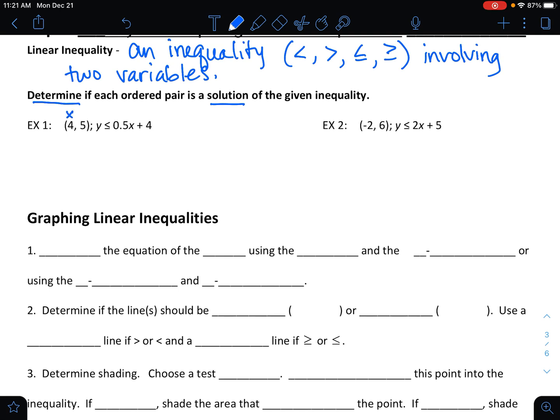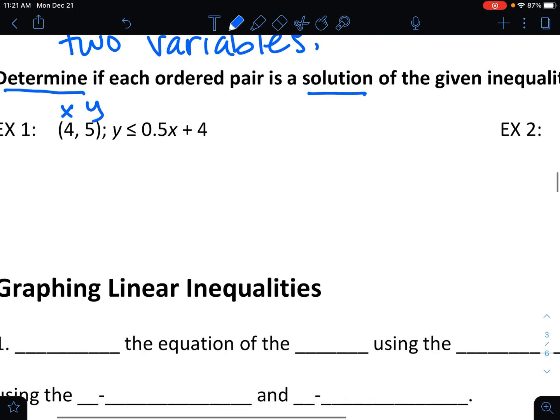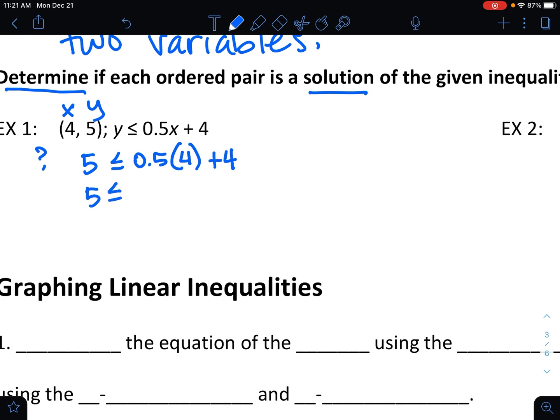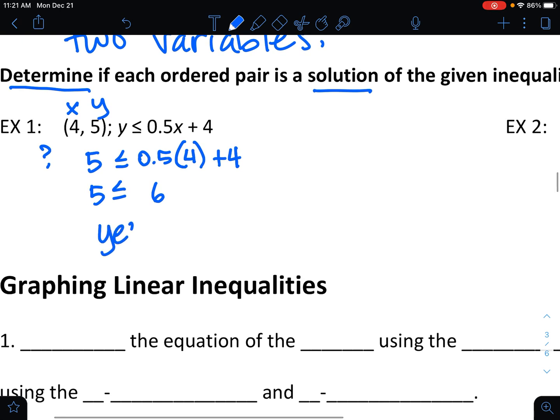So we have 4 representing x and 5 representing y. I'm going to substitute those in. We're going to check, let's plug the 5 in for y. Is 5 less than or equal to 0.5 times x, which is 4, and then the rest of the inequality says plus 4. Is that true? Let's do the math. Half of 4 is 2. 2 plus 4 is 6. So is 5 less than or equal to 6? Yeah. So is this a solution? Yes, this is a solution.